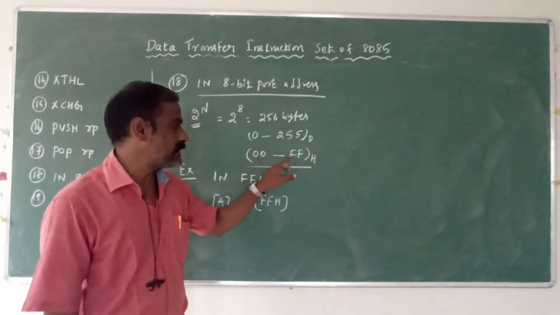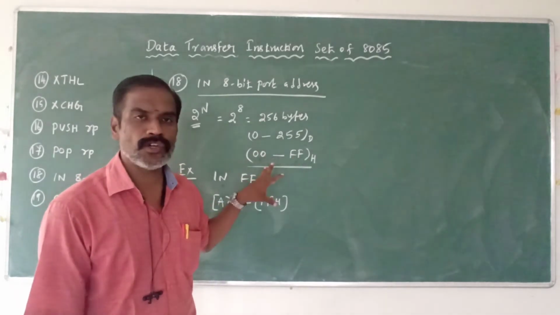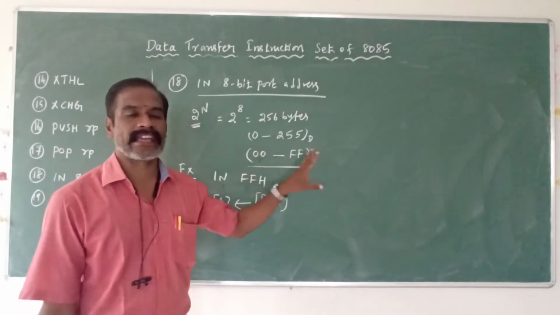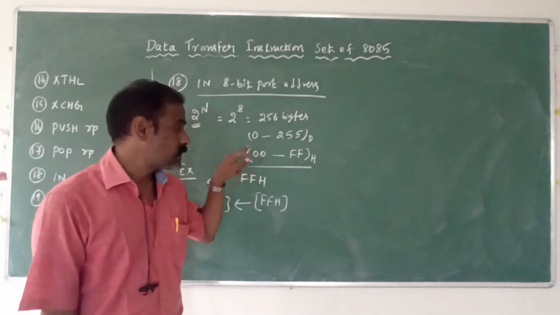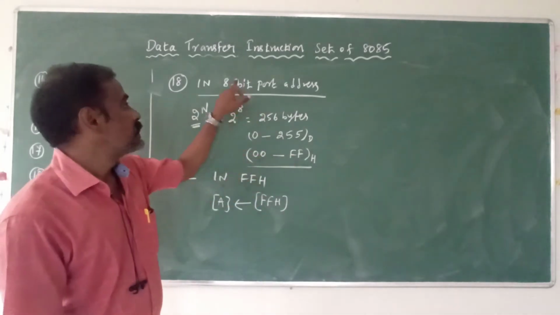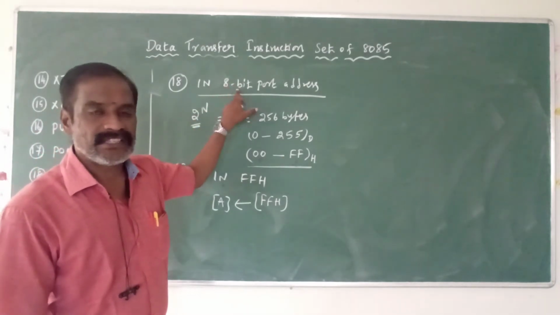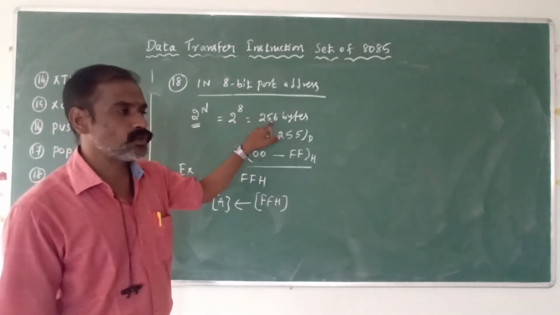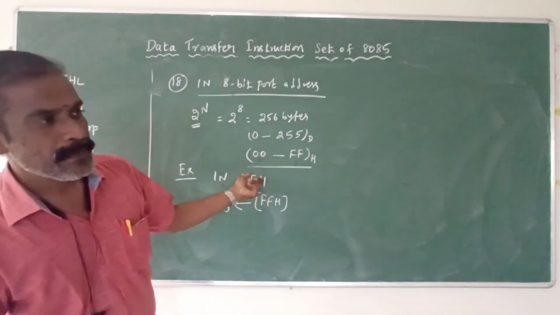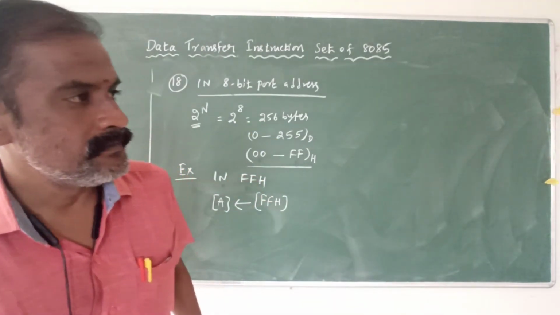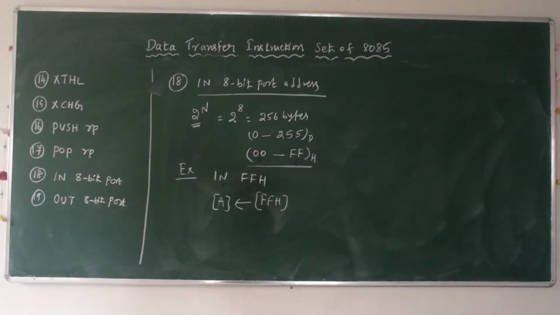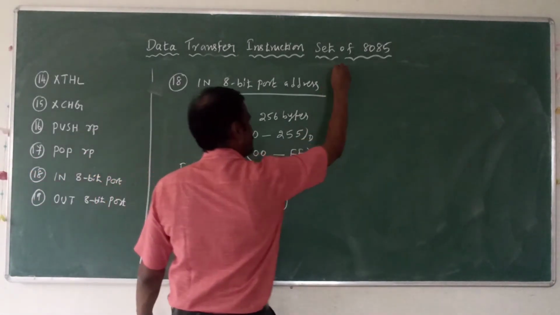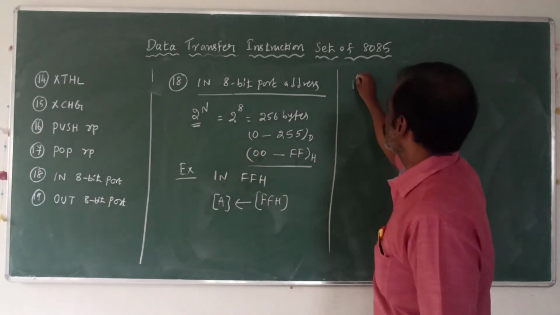Now the port address is between 00 to FF according to the given hardware circuit diagram. The address will change, but we have to give the address between 00 to FF, while the address is 8-bit. 8-bit means 2 power 8 equals 256. We can start with 00 to FF.